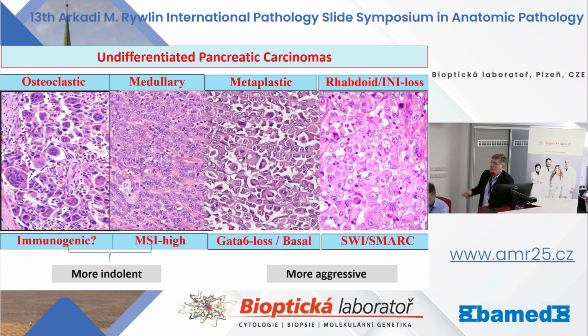We had a paper on this, actually. Olga Basturk had a very nice series that I was also involved in in the pancreas, and these are different, and there are targeted therapies for this rhabdoid group as well. We call them rhabdoid undifferentiated carcinoma, INI deficient, possibly SMARC related if we see it in morphology.